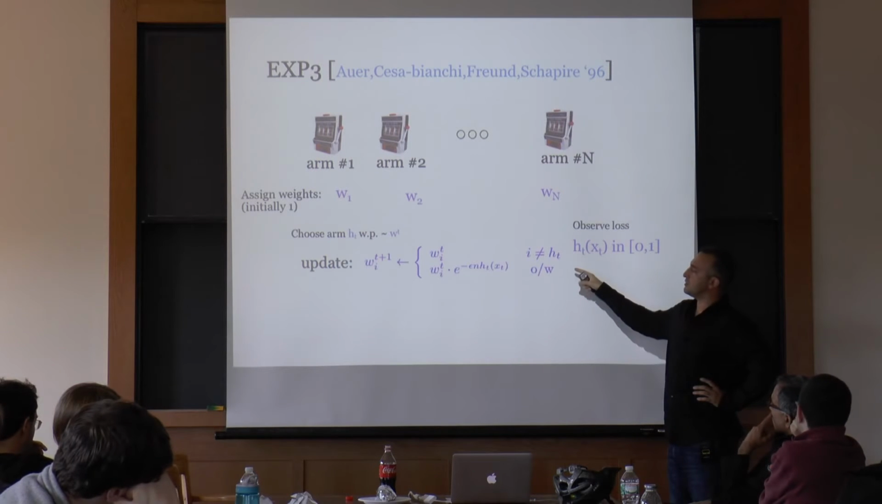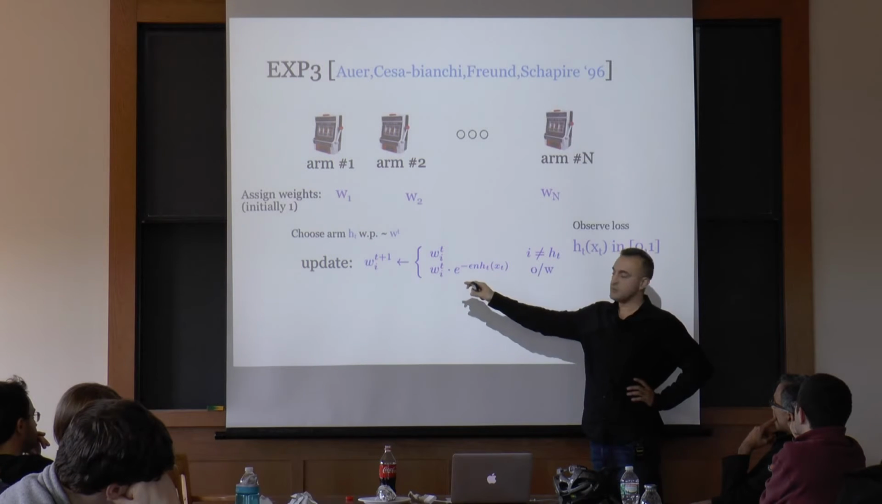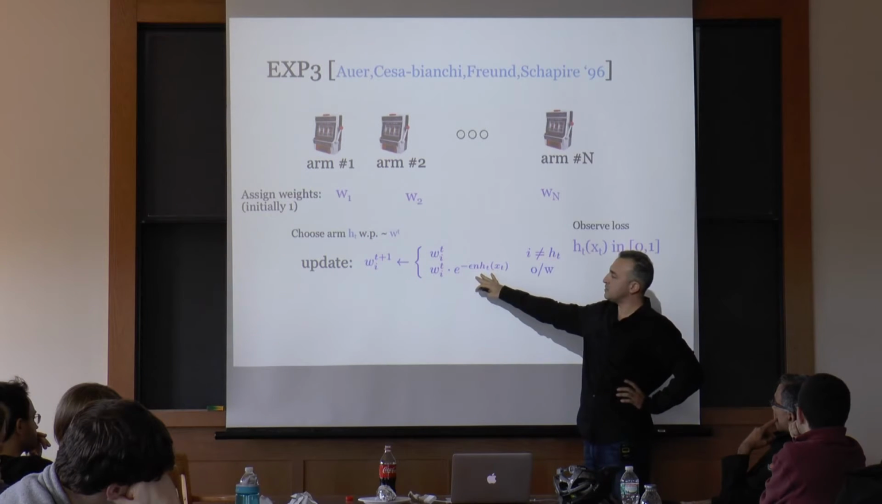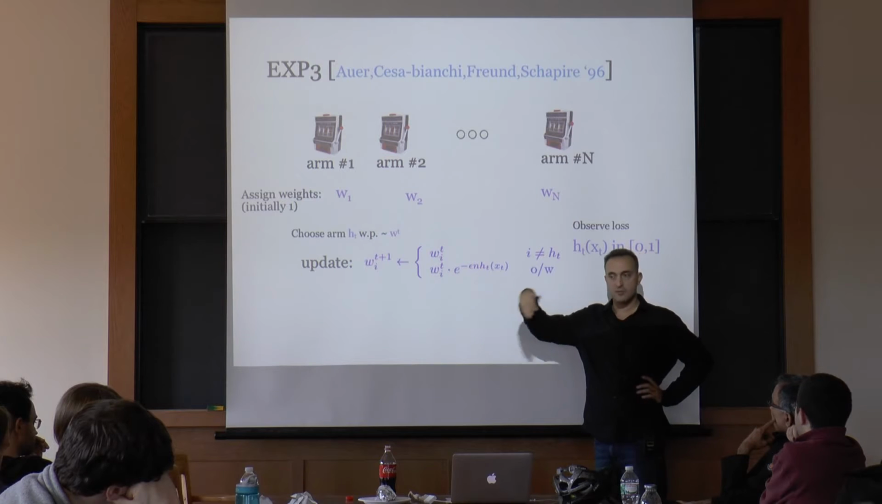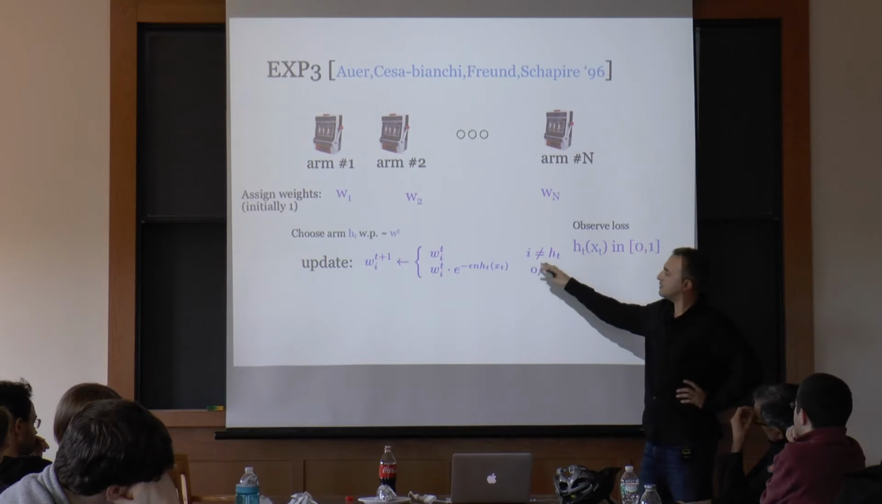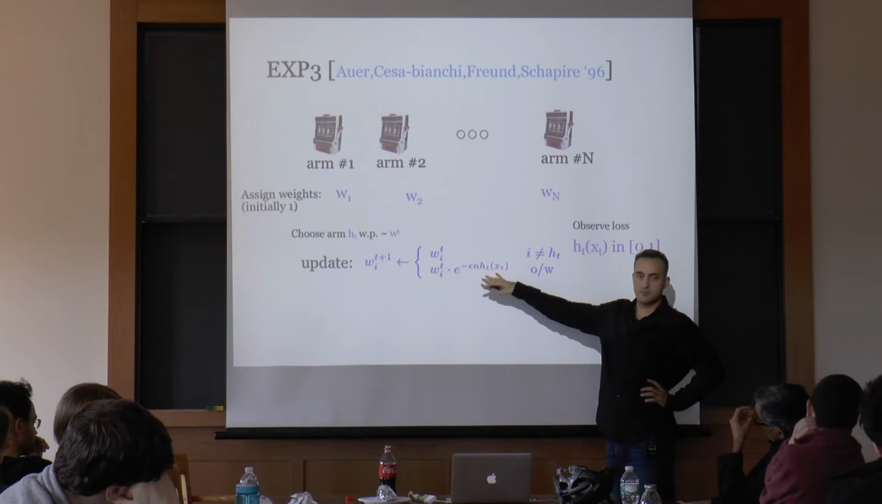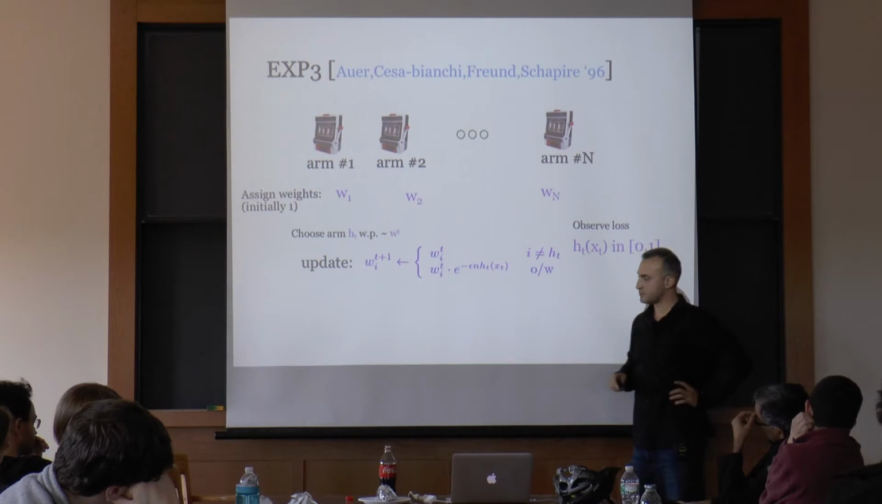And now you update the weights. So you only saw one arm. You cannot update what you didn't see. But the arm that you saw, you update exponentially according to the loss, scaled by a factor of the number of arms, in order to make everything work out.